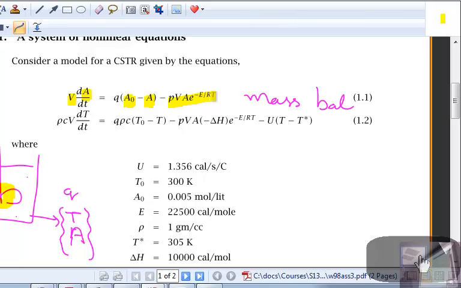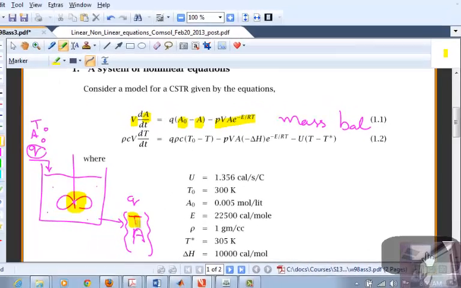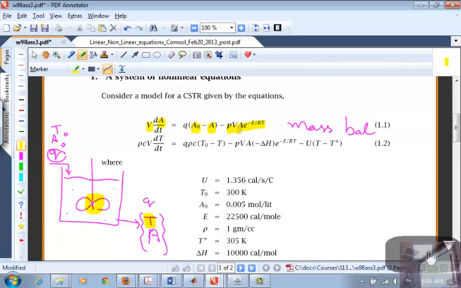Okay, T is the temperature in the reactor, and the rate constant depends on the temperature according to the Arrhenius type of a reaction. But the product of A times that also makes it nonlinear, because there are two unknowns. A and T are the state variables, the unknowns. There are two equations that we have written, one for A and one for T. Every other symbol that appears in here is a parameter that we should know.